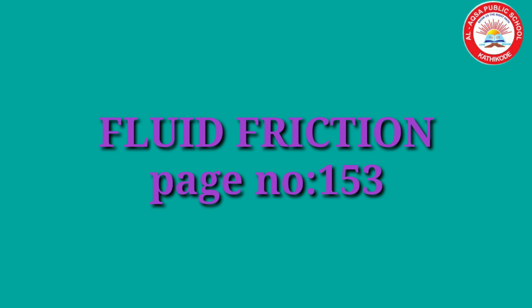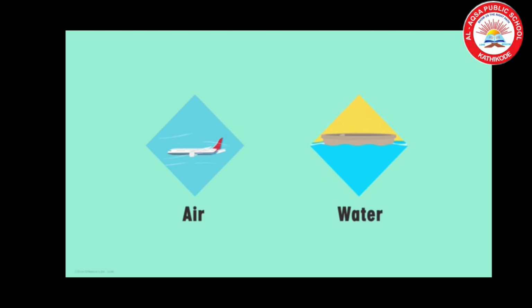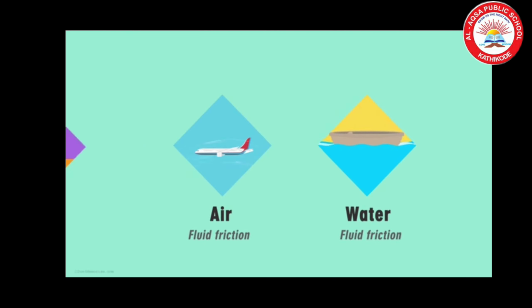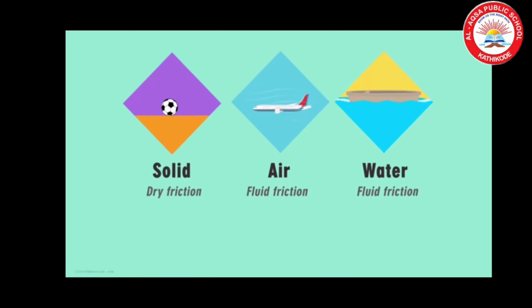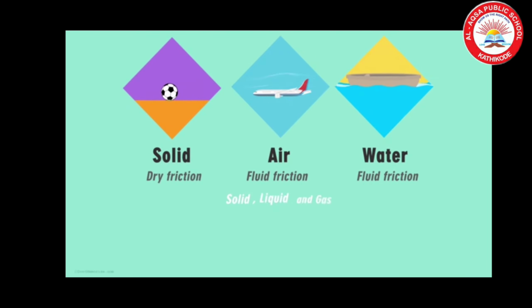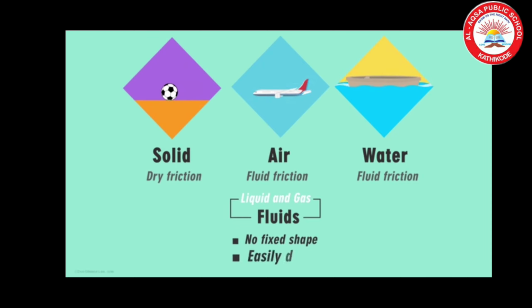So today we are going to discuss fluid friction, that is on page number 153. Actually, we know that solid particles offer resistance, but air and water also possess resistance, that is friction. We know that there are three states of matter: solid, air and water. Solid produces dry friction, and air and water combined we call fluids. So air and water also possess friction.